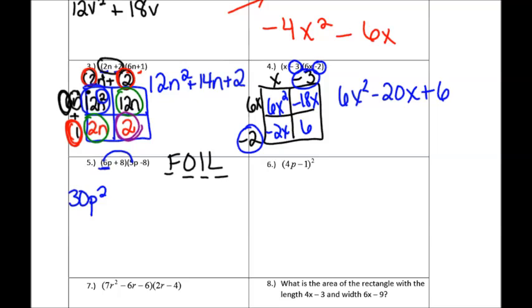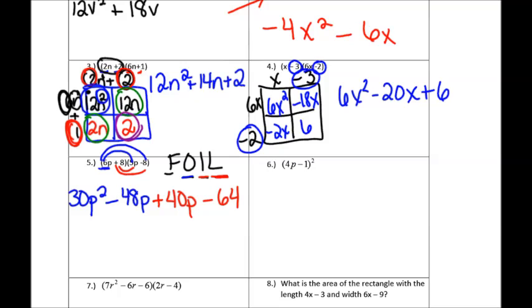Okay? Then I'm going to multiply the outside terms together. So 6p times negative 8. That will give me a negative 48p. Then I'm going to multiply the inside terms together. So the 8 and the 5p, which will give me a positive 40p. Then I'm going to multiply the last terms together. So positive 8 times negative 8 is a negative 64. Okay, that's the FOIL method.